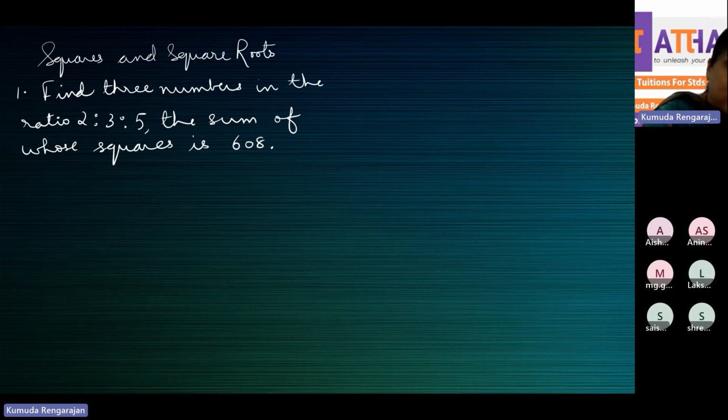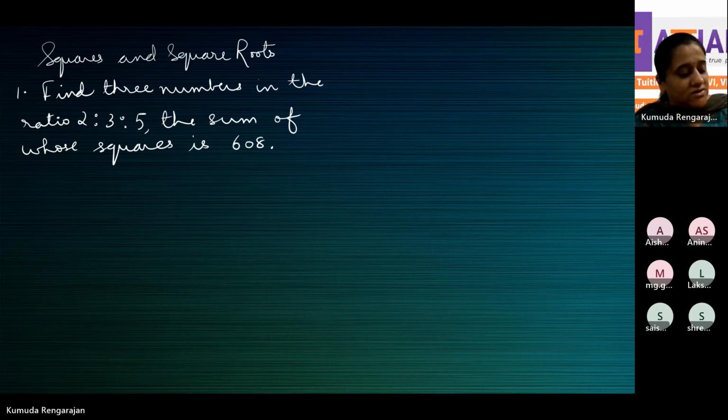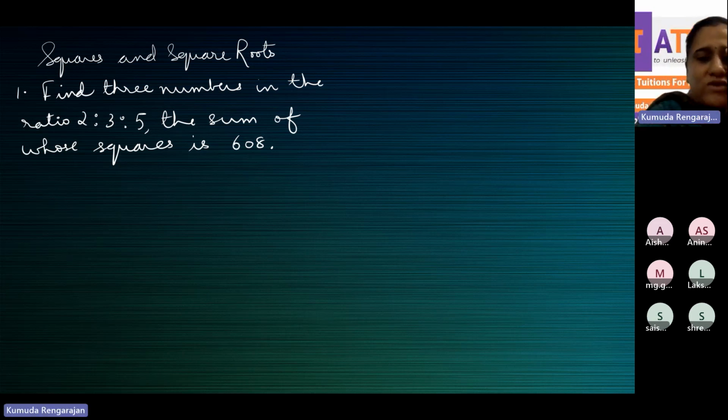Find three numbers in the ratio 2:3:5, the sum of whose squares is 608. See, when it's a word problem, everything is in the situation there. You just need to understand the question and construct the equation.